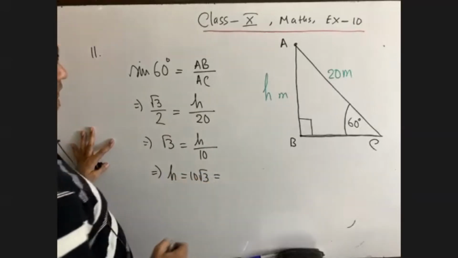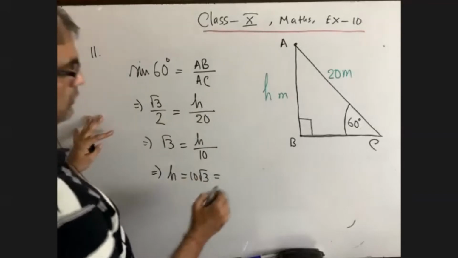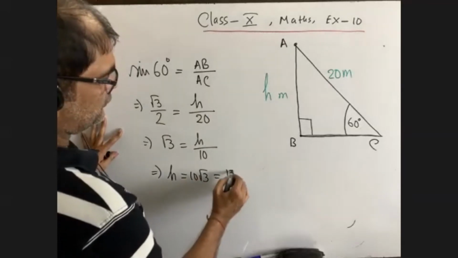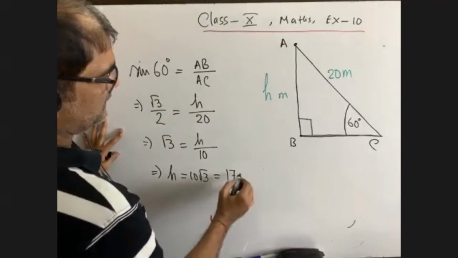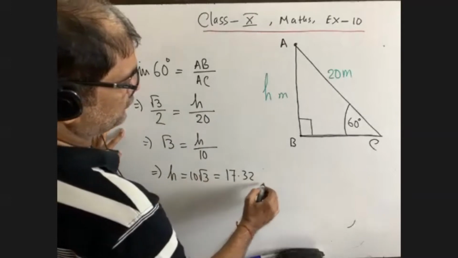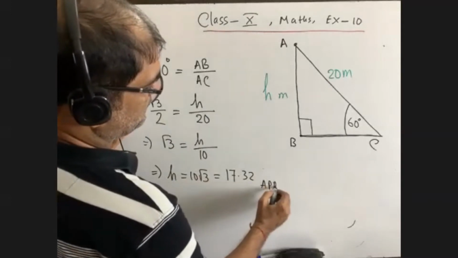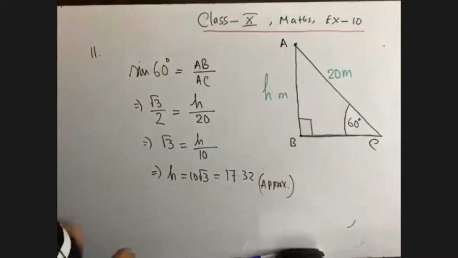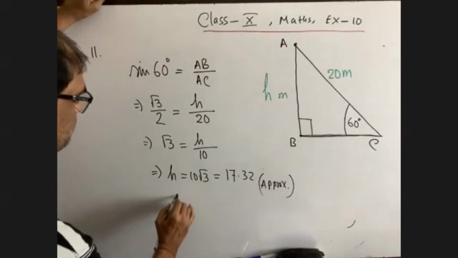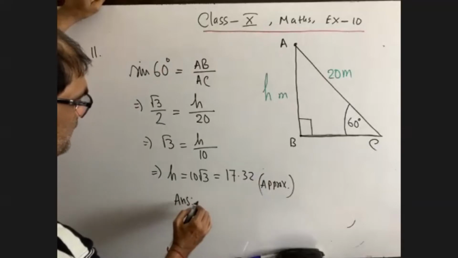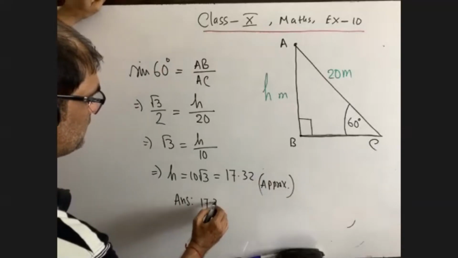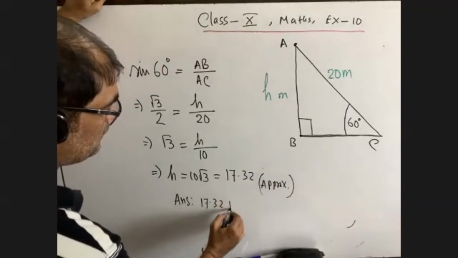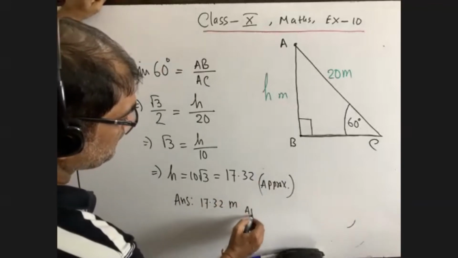10 root 3 means what? Root 3 equals to 1.7320 approximately. Therefore, the required height is 17.320 meter approximately.